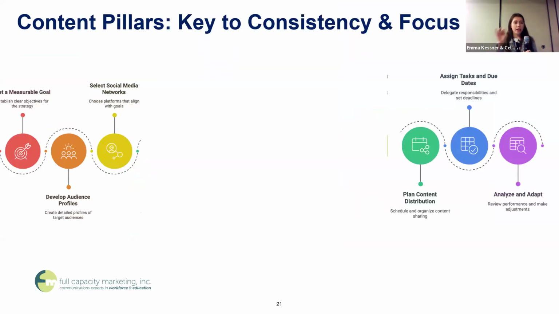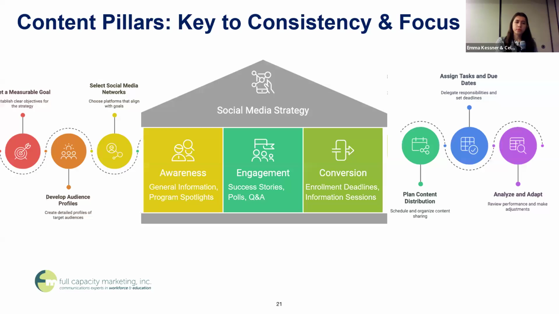All right, so we're back at that creating a social media strategy chart, and we already went through those first three steps of selecting a measurable goal, developing the audience profiles, and selecting the social media networks. Before we get into planning the content distribution and actually posting, what do you post? Here are some content pillars which we highly recommend you create for a social media strategy. We created some guidelines for you here on awareness, engagement, and conversion. It goes into that same content visibility success formula that we just showed you.